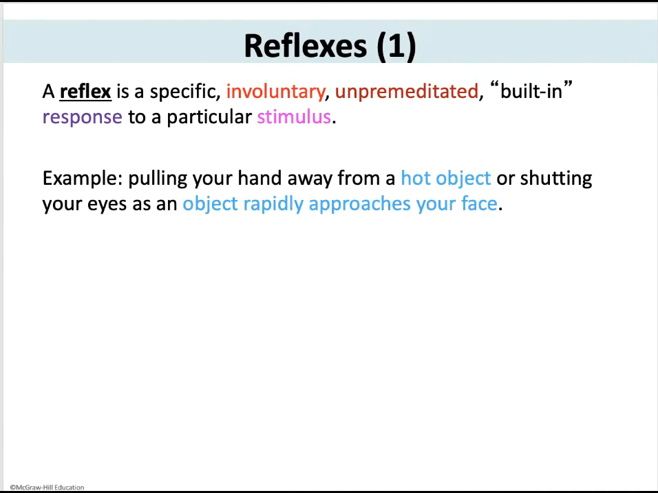One way to look at homeostasis is that it's a reflex mechanism. So we all are familiar with reflex. Reflex is when something triggers you to respond in a certain way. So reflexes are bigger than just homeostasis. A reflex is a specific, involuntary, unpremeditated, built-in response to a stimulus. So built-in means innate. Unpremeditated means it doesn't have to be learned. And involuntary means you don't have to think about it.